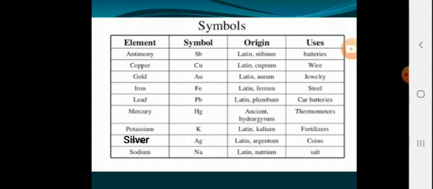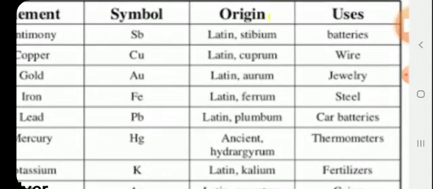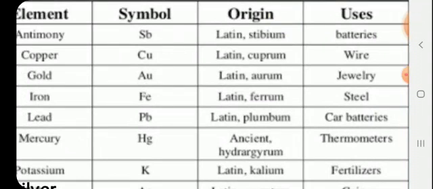This chart shows elements with their Latin name, symbol and their uses. Antimony, its Latin name is stibium, symbol is Sb, it is used in batteries. Copper is used in manufacturing of wire. Gold is extensively used in making jewelry. Iron is used in steel industry. Lead is used in car batteries. Mercury is used in thermometer.